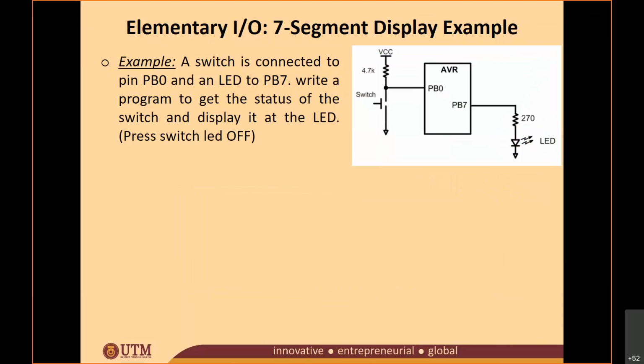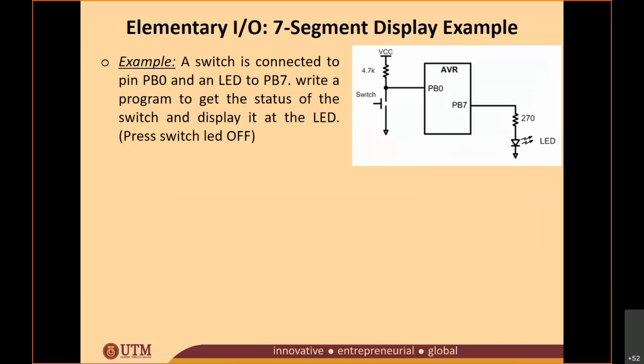Okay, so this one here. A switch is connected to pin P0 and a LED to PB7. Okay, you have one switch, one LED. Write a program to get the status of the switch and display it at the LED. Okay, press switch, LED off.